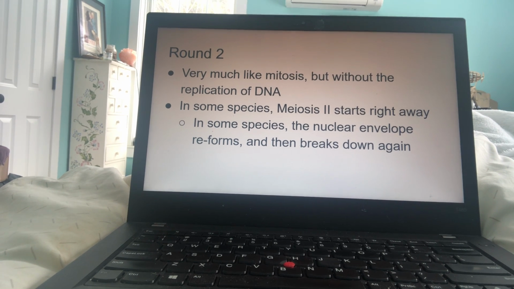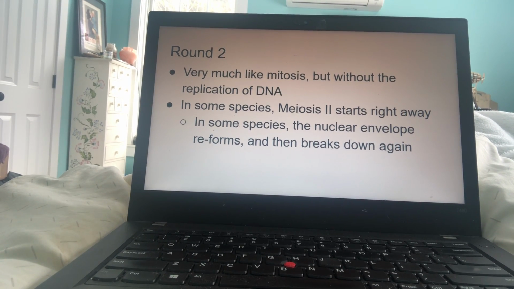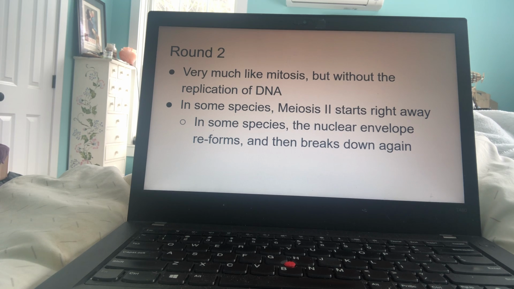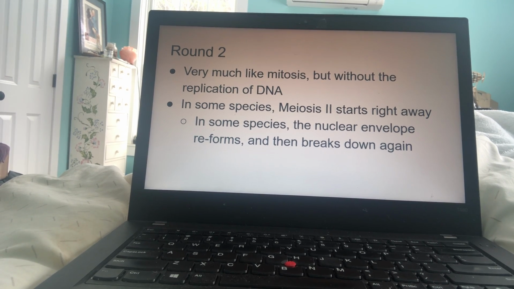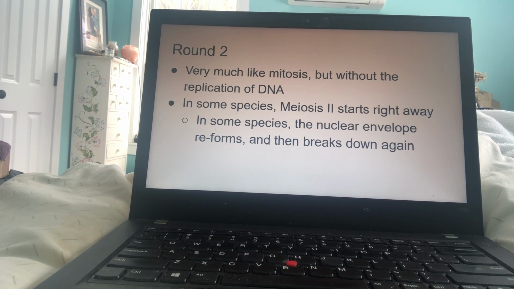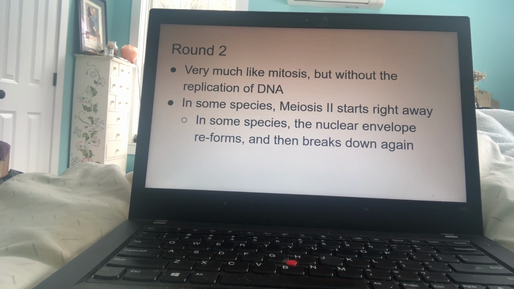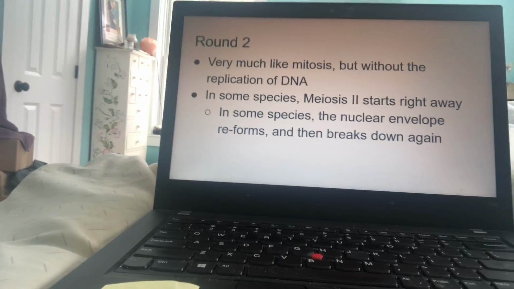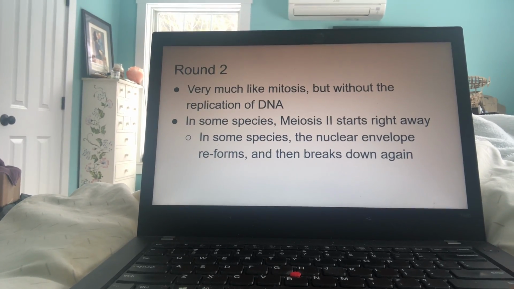In some species, meiosis 2 starts right away from just the division in meiosis 1. But in some species, believe it or not, the nuclear envelope reforms and then breaks down again. Not terribly efficient, but that's how it goes.